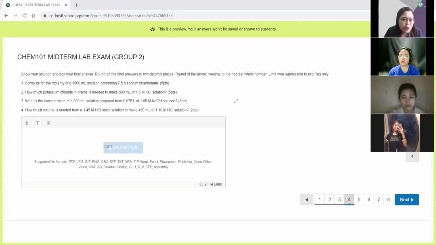Now, what is number 3? What is the concentration of a 300 ml solution prepared from 0.075 liters of 1.6 molar sodium hydroxide solution? So as you can see, you have 2 volumes and then you have 1 concentration na given, but what is asked here is also a concentration. Therefore, this is a dilution problem which uses the C1V1 equals C2V2 formula. Or you can use the MiVi equals MfVf.